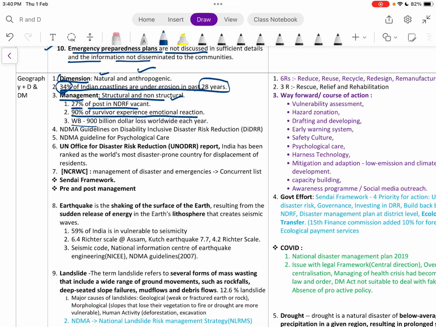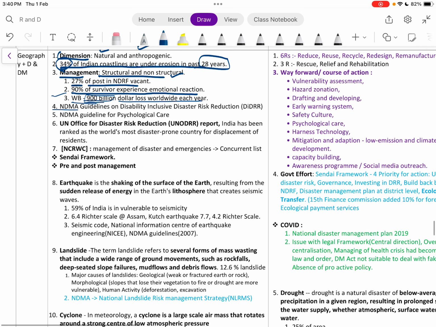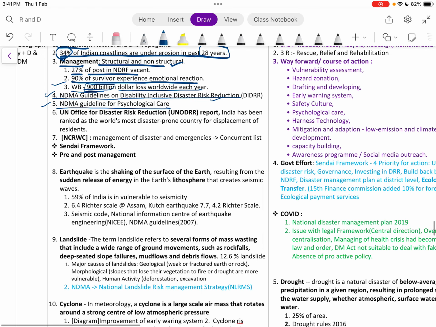According to the World Bank, there is a $900 billion loss worldwide each year. We have NDMA guidelines for disability, including inclusive disaster risk reduction, and NDMA guidelines for psychological care. So you can use such terms in the way forward. How do you want to change these things? How do you want to manage the disaster?